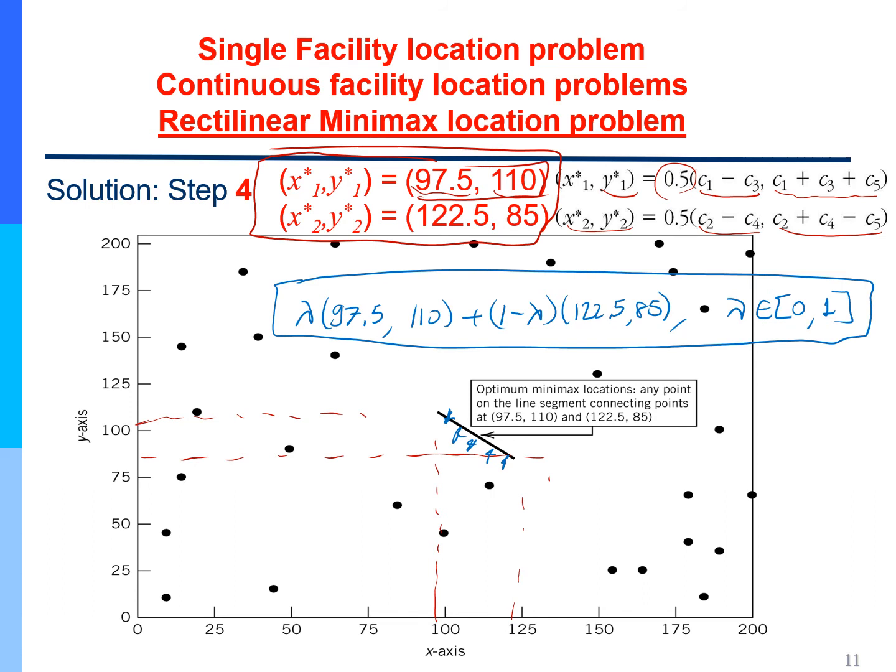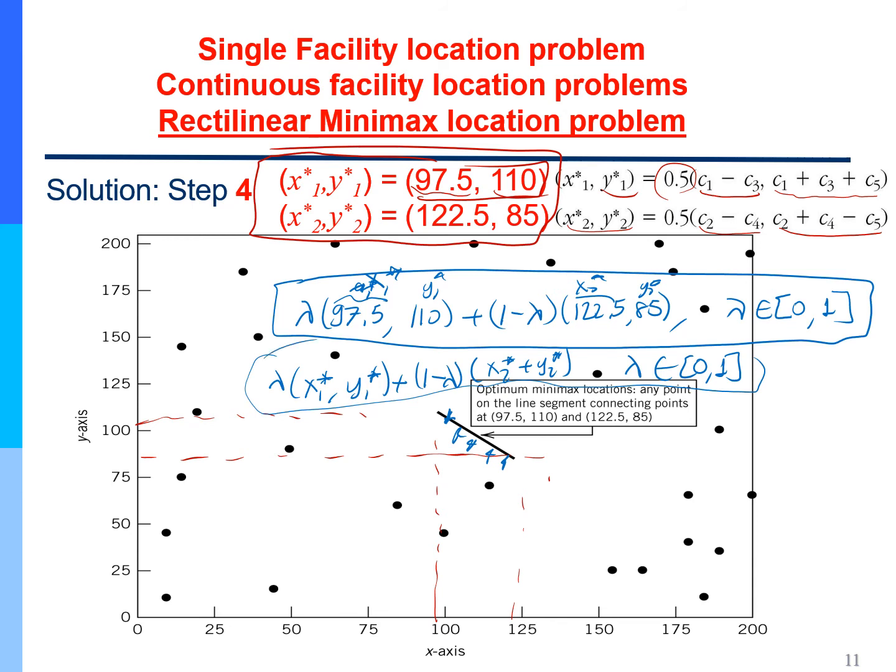In a more general way, if the first point is x1 star and y1 star, and the second is x2 star and y2 star, then the optimal coordinate will be lambda times (x1 star, y1 star) plus 1 minus lambda times (x2 star, y2 star). So in a coordinate system, if you want to represent a line segment between 2 points, you can represent it in this format. Okay, so this is the end of the solution, and we know that the optimal objective function value is 1/2 of the C5 value.